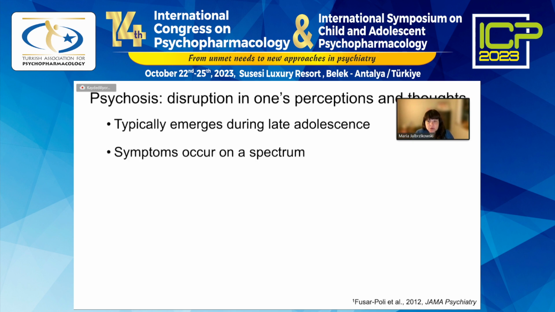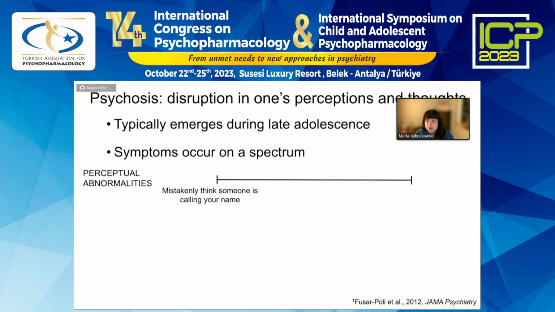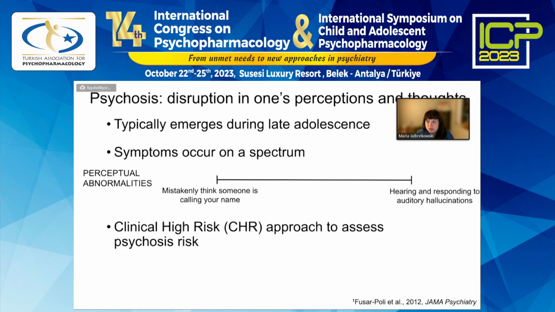We also know that psychotic symptoms occur on a spectrum, so it's fairly normal to walk down the street and mistakenly think, oh, someone's calling my name, and then turn around and there's nothing. At the other end of the spectrum are full-blown hallucinations, such as hearing a voice distinct from your own that speaks back to you. Finally, I'll describe one of the cohorts I use to assess psychosis risk.